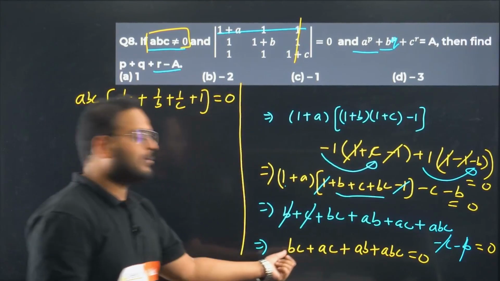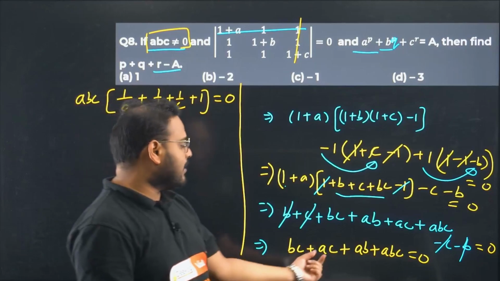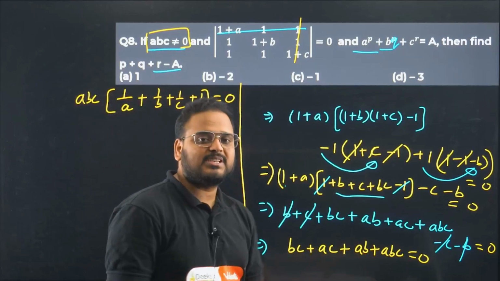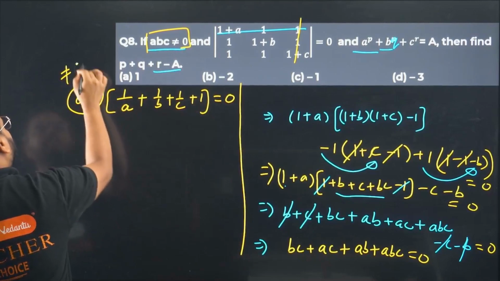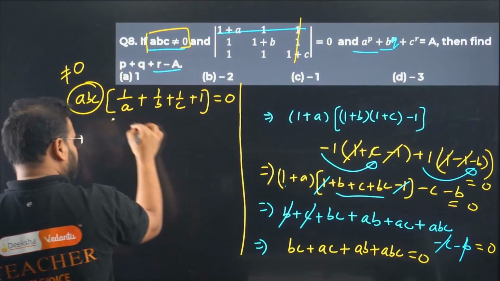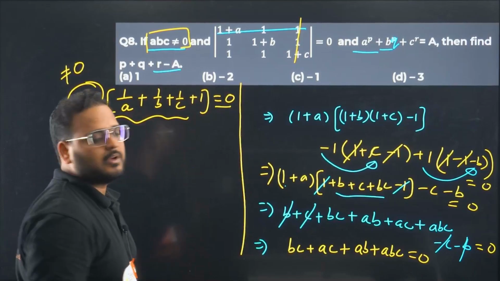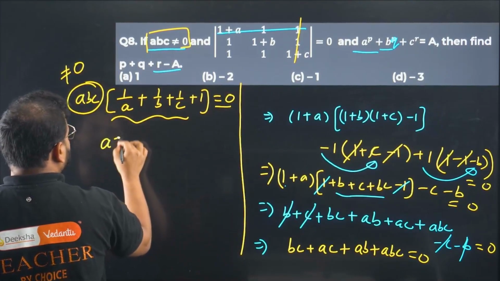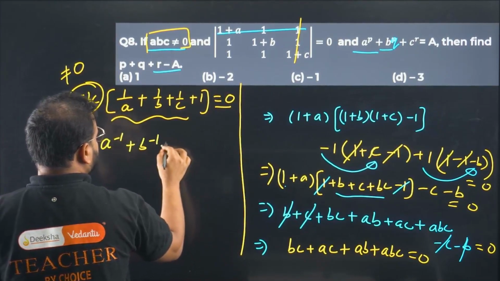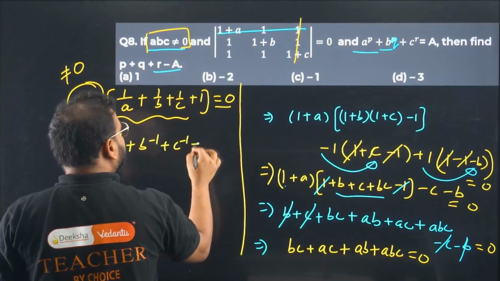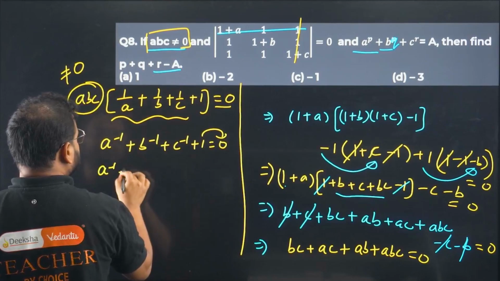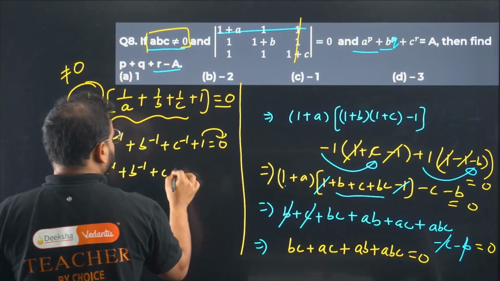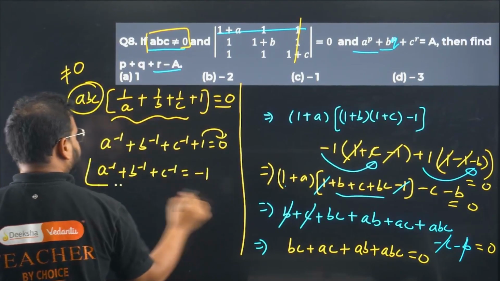1 by A into ABC, how much is that? BC. 1 by B into ABC is what? AC. 1 by C into ABC is what? AB. Okay. This ABC is non-zero. It means this part has to be 0, so that the whole thing is 0. What I get from here? A power minus 1, B power minus 1, C power minus 1 plus 1 is equal to 0. Bring this 1 on this side. I get A power minus 1, B power minus 1, C power minus 1 is minus 1.